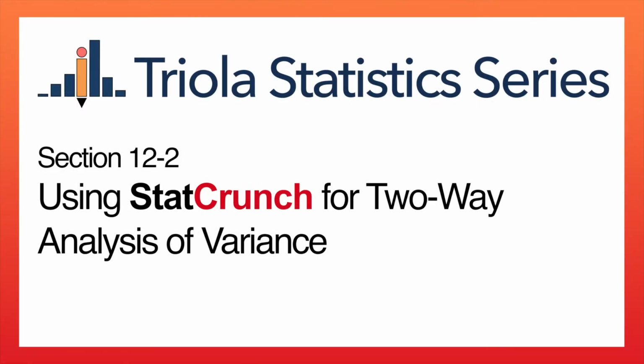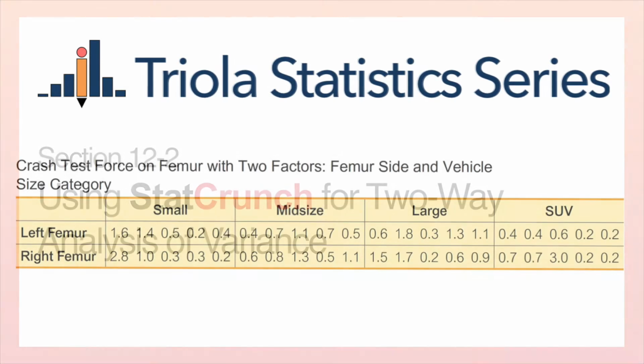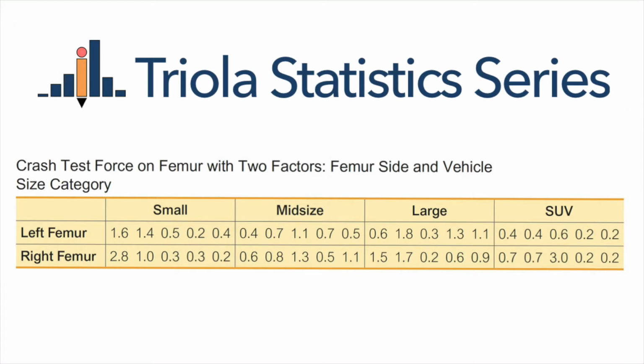Using StatCrunch for two-way analysis of variance. This video uses the example titled Femur Impact in Car Crash Tests. This example uses the data contained in the table titled Crash Test Force on Femur with two factors, femur side and vehicle size category. We need to enter the data from this table into StatCrunch.